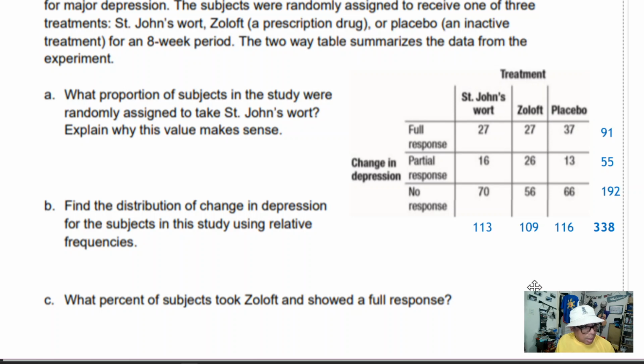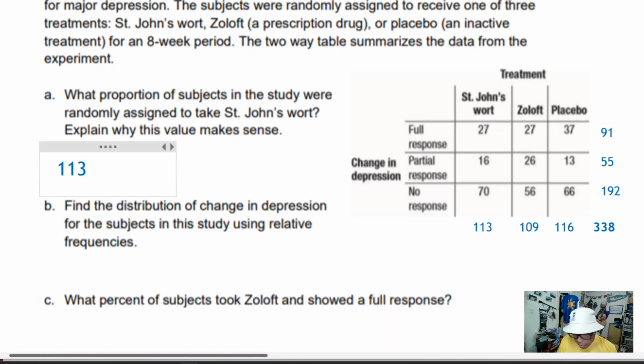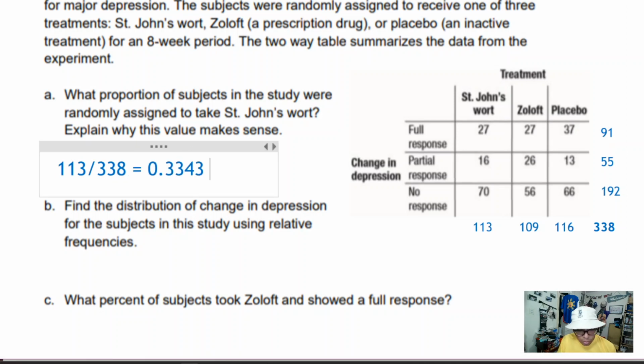So, letter A, what proportion of subjects in the study were randomly assigned to take St. John's wort? Well, how many were? That's 113 out of 338. So 113 out of 338. That's equal to 33.4%. Okay. Why does that value make sense? Well, I think if we're going to be doing an experiment, about a third of them should be assigned to each treatment.